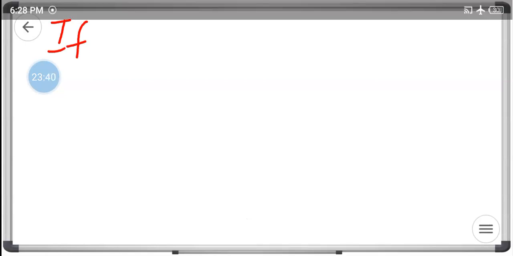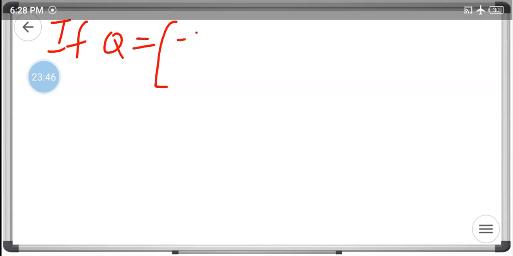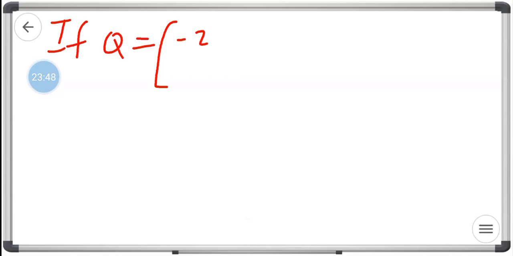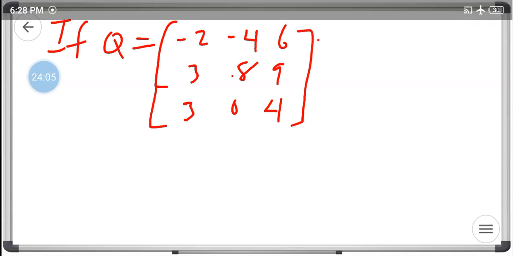Q equals minus 2, minus 4, 6, 3, 8, 9, 3, 0, 4.